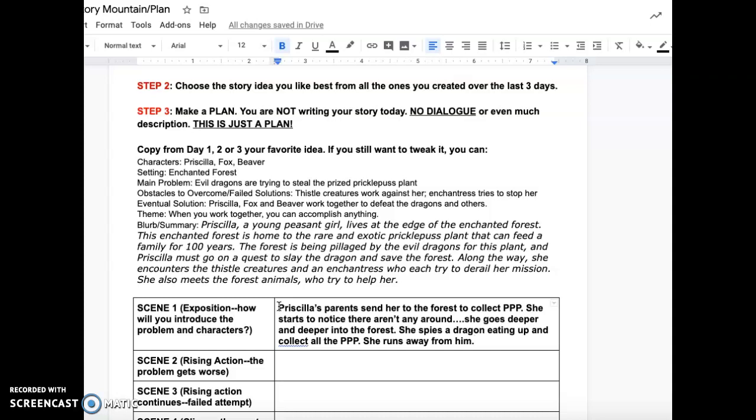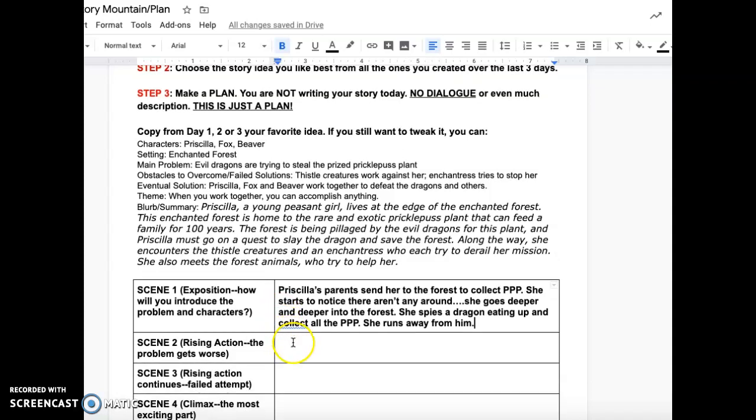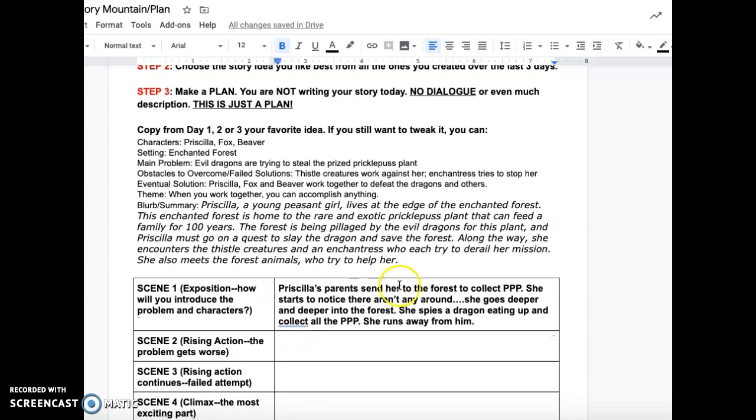I'm already imagining I can say, "Oh, Priscilla, please go into the forest and get us Pricklepus plants," said her mother. But I'm not writing that here. This is a plan. I'm not drafting. So now I want to think about what's going to happen next after she sees the dragon. How is her problem going to get worse?